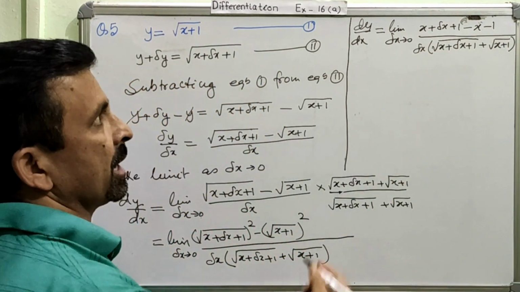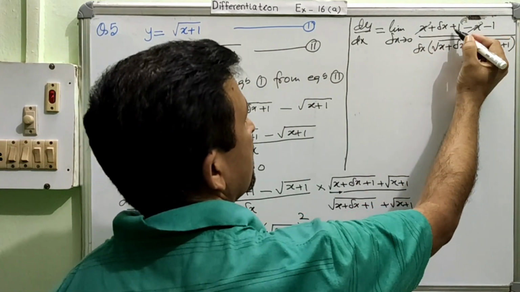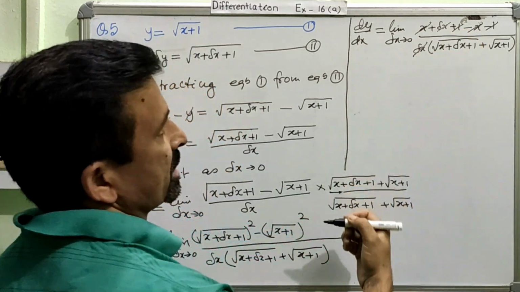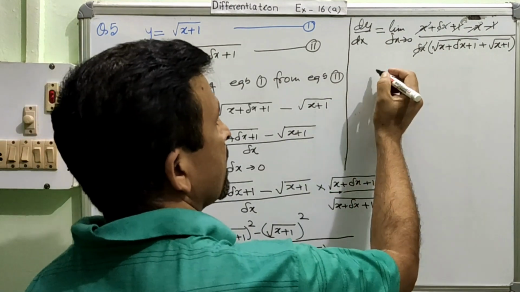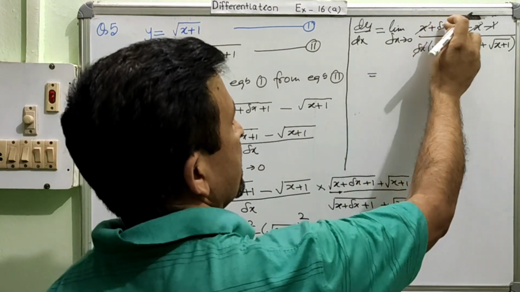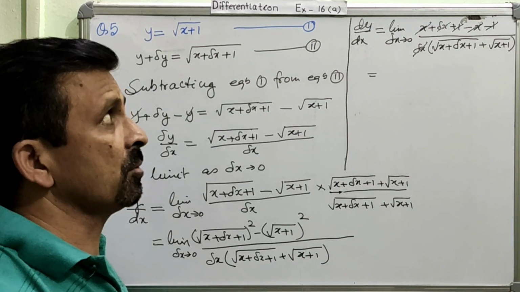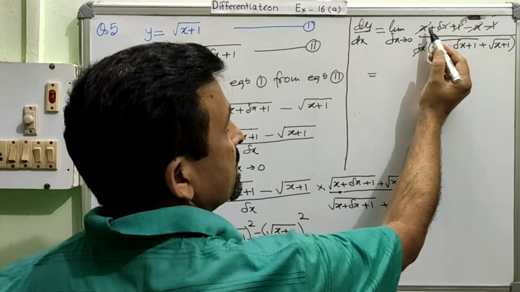Am I very clear? Now we can see here numerator can be simplified. X and minus x cancel. Plus 1 minus 1 gets cancelled. This delta x and this delta x also gets cancelled. That means in the numerator now we are only left with 1. Okay. So since everything gets cancelled, does that mean that it becomes 0?